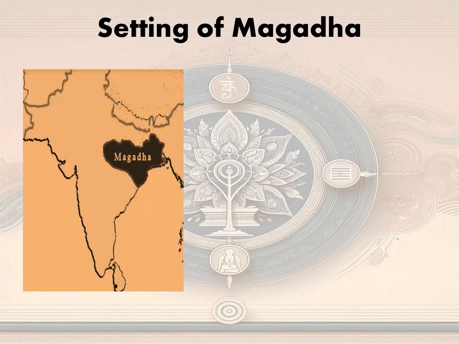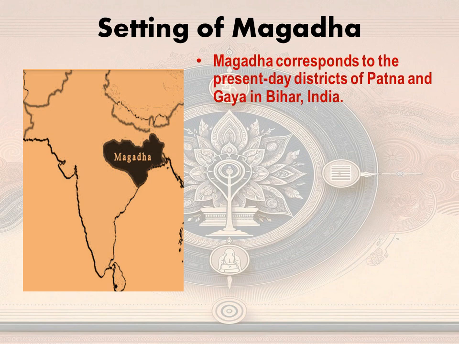Now, the setting of Magadha. Before understanding why and how Magadha rose so much, we need to understand the area of Magadha. Where was it placed and what was the importance of its strategic location? Magadha corresponds to the present-day districts of Patna and Gaya in Bihar. So, in the state of present Bihar, if we go through the districts of Patna and Gaya, then we will understand where Magadha originated from.